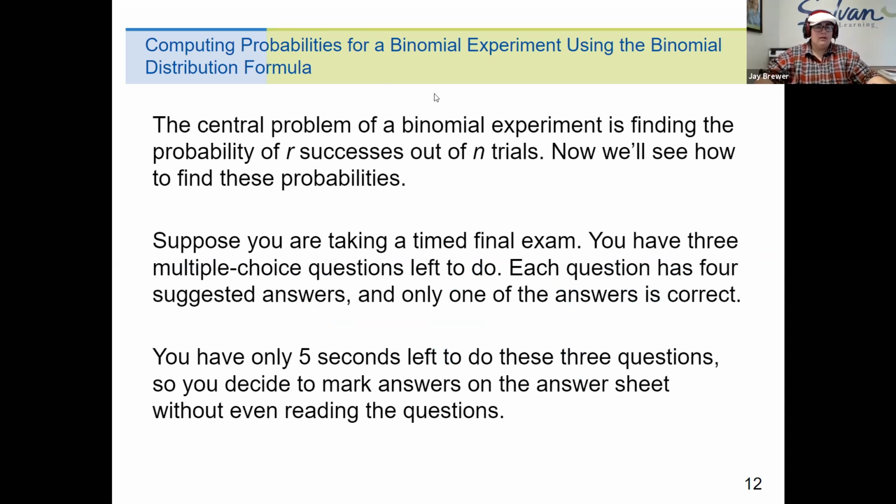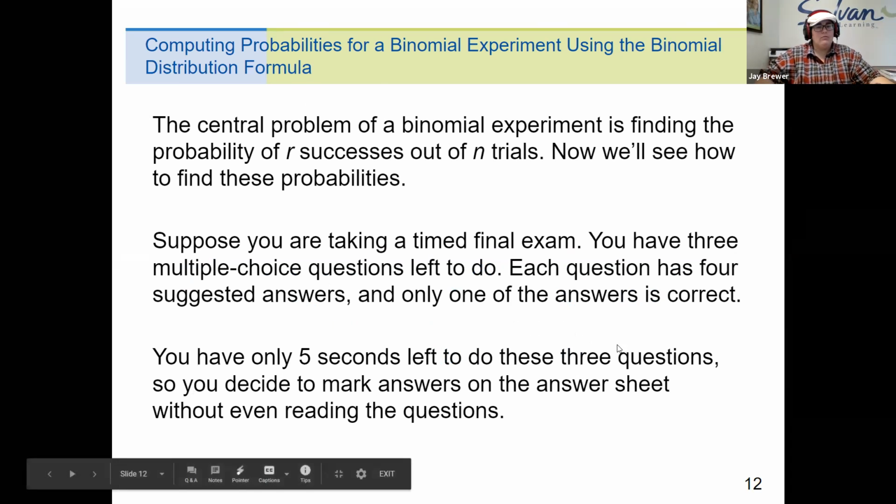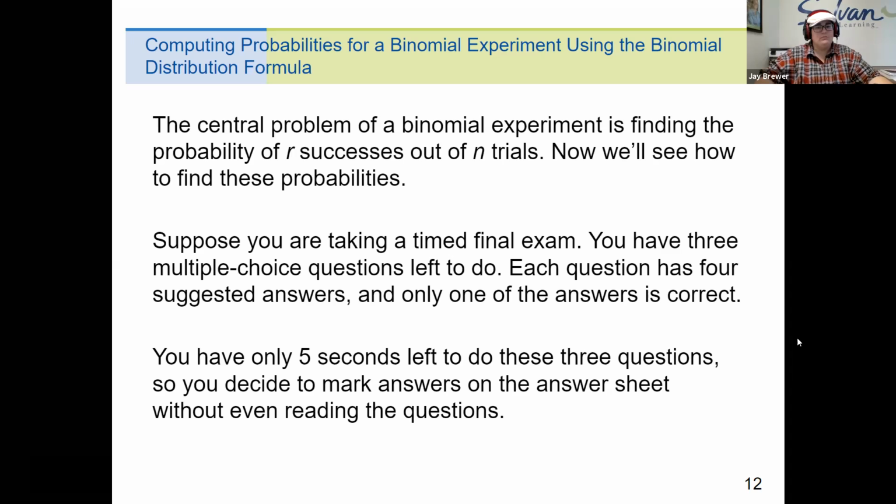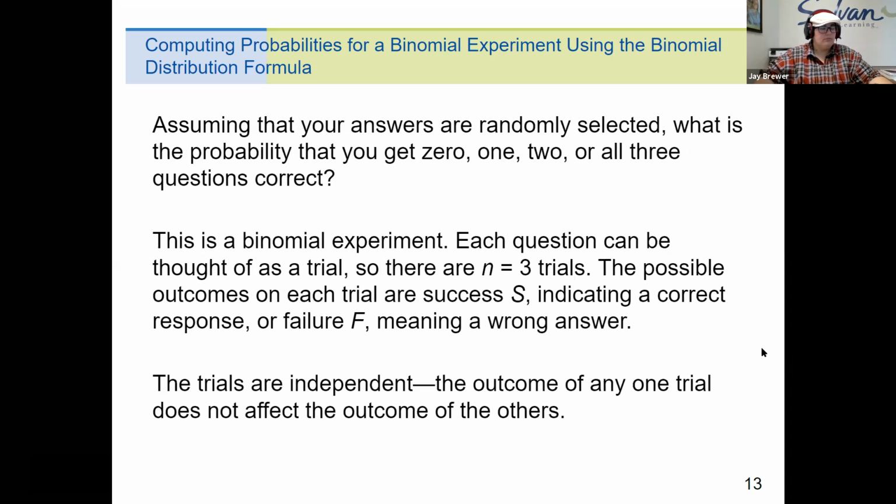Suppose you are taking a timed final exam, which your exam will be timed-ish. I'm not going to give you over my workday. You have 3 multiple choice questions left to do. Each question has 4 suggested answers, and only 1 answer is correct. You have only 5 seconds left to do these 3 questions, so you decide to mark the questions on the answer sheet without even reading the questions. Don't do this, by the way. Assuming that your answers are randomly selected, what is the probability that you get 0, 1, 2, or all 3 questions correct?